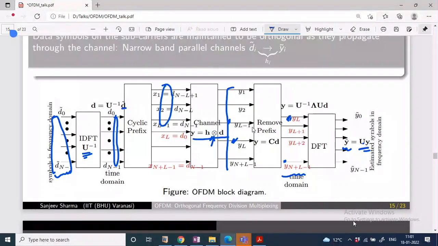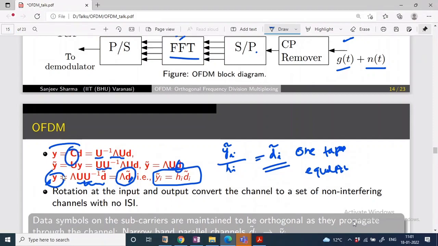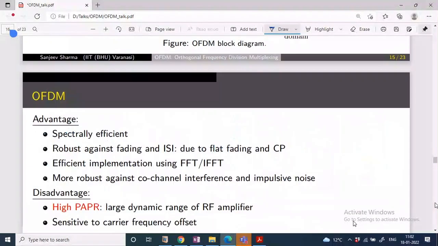Then what is the advantage of circular convolution? This circulant matrix can be decomposed or diagonalized using the DFT matrix. You can see that these DFT matrices are independent of the channel. Only the eigenvalues in the lambda matrix depend on the channel. So the complexity is significantly reduced.